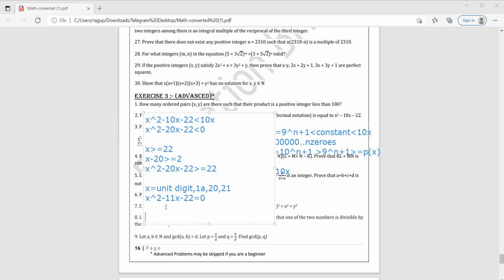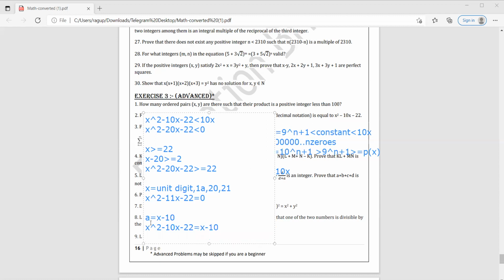So let's move on to the second case, which is x of the form 1a. So the product of digits is a, which is equal to x minus 10. For example, for 11, we have product of digits 1, and it is equal to 11 minus 10. So basically we have the product of digits px equal to x minus 10. So x square minus 10x minus 22 has to be equal to x minus 10.